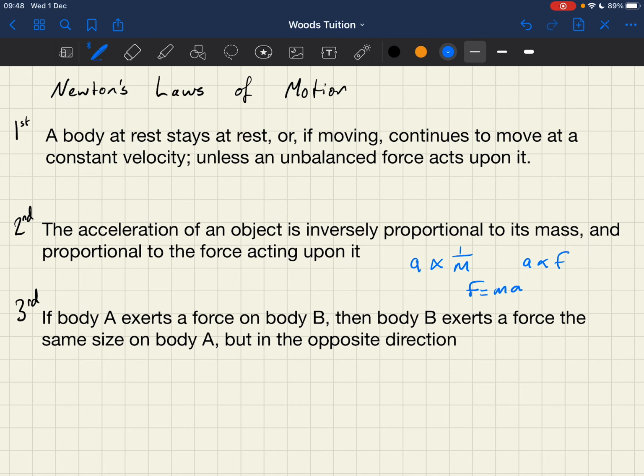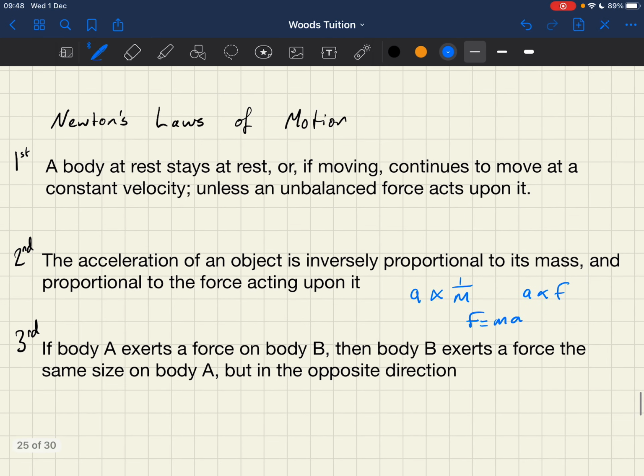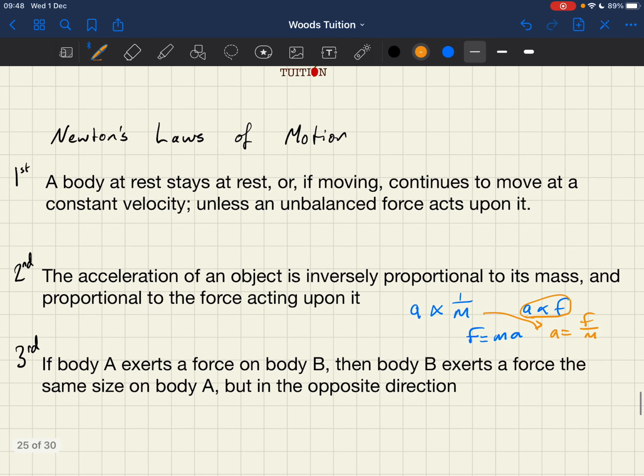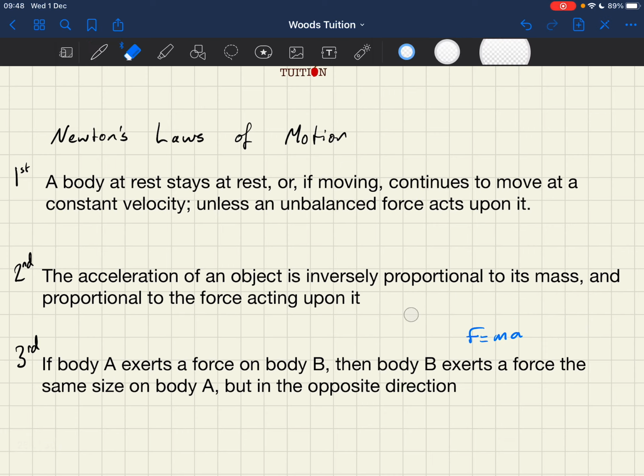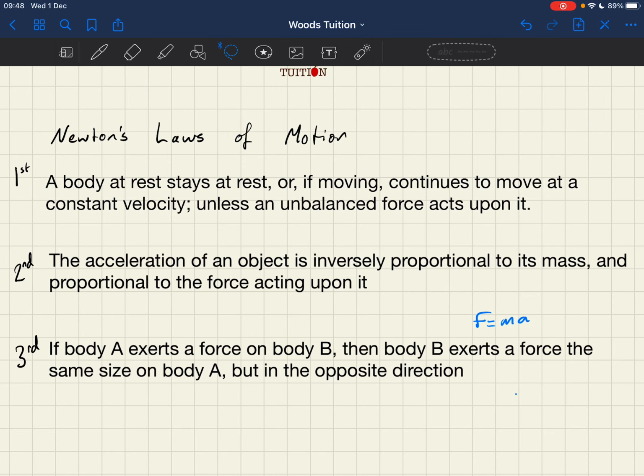So what we would have had from the two equations would have been a is equal to something over m, and it's going to be proportional to F. So a would be equal to force over mass. So if acceleration is equal to force over mass, then force is equal to mass times acceleration, which is the way I prefer to look at it. And that's Newton's second law of motion, and we end up using that equation an awful lot just because it's dead useful for answering questions.